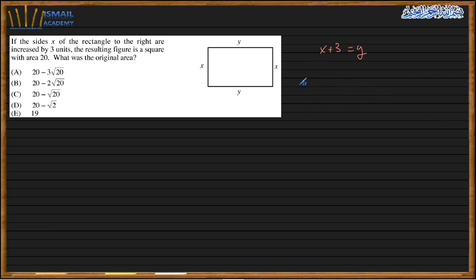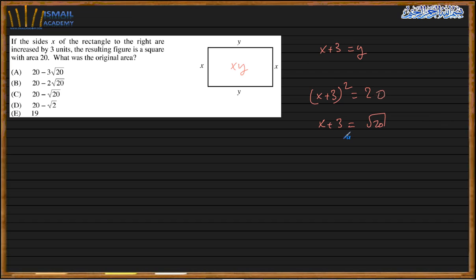So after we did this, what did we get? We got x plus 3 squared is equal to 20, because this is the area of the square after we increase by 3, which means that x plus 3 is the square root of 20, yes? So now what was the original area? The original area here is xy. So I need to find out what xy is.